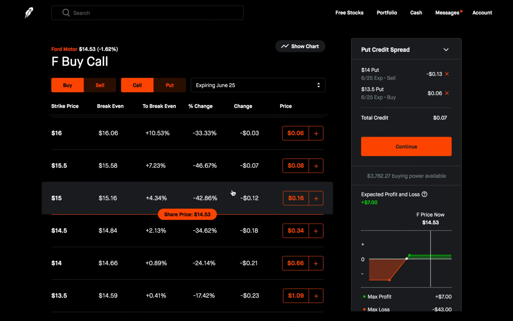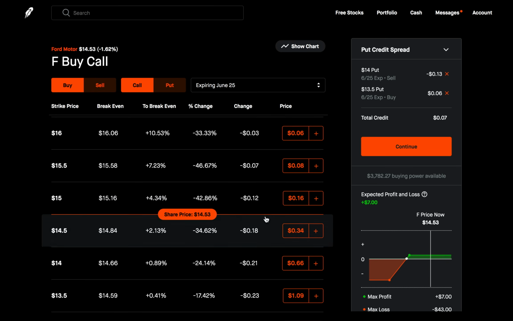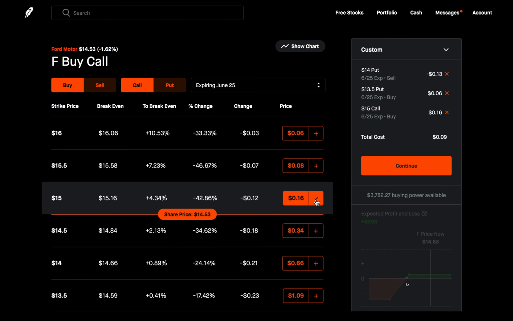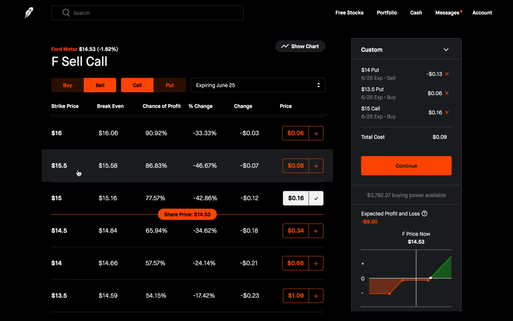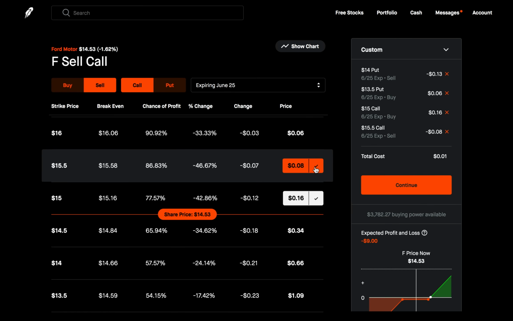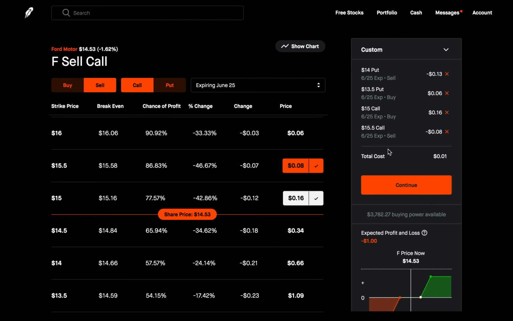So now we're going to enter a call debit spread. Remember, for a call debit spread, we're going to buy a call at the $15 strike, and then we sell a call where the strike price is higher than the call we bought. So it's going to be the $15.50 strike. So we're going to go ahead and do that. So take a look here now. For all four of these, this is going to cost us $1.